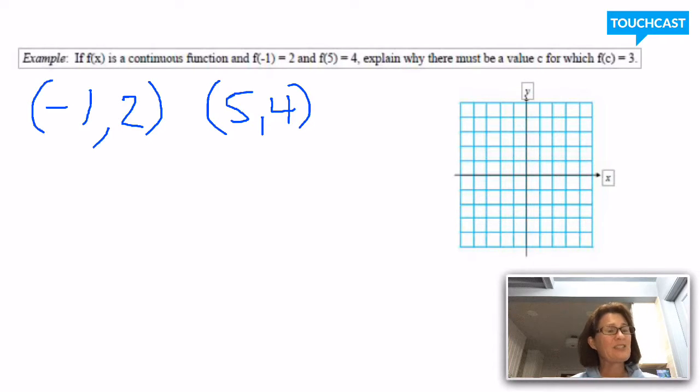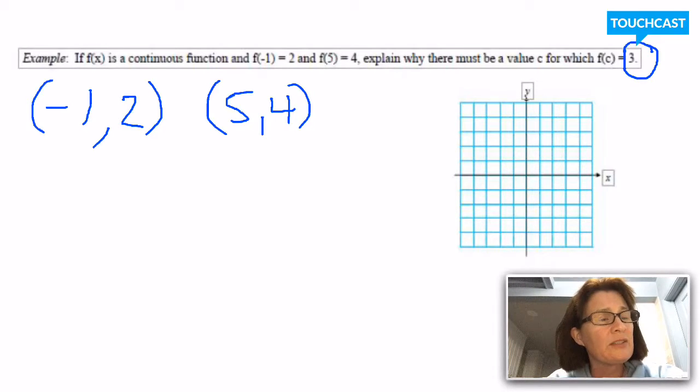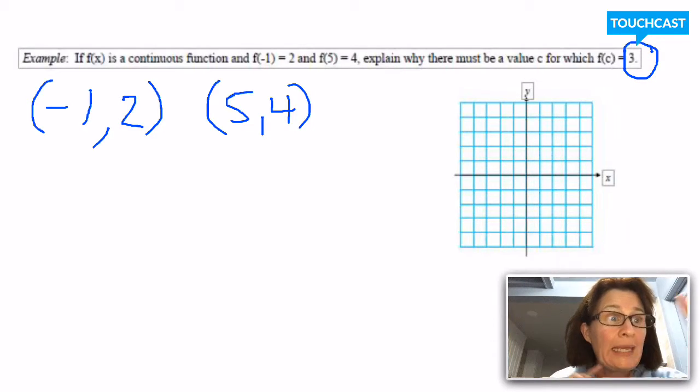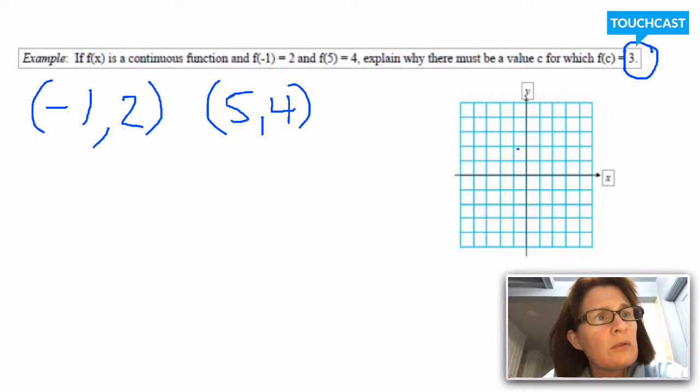So my recommendation, especially as you're getting started with the intermediate value theorem, is that you try to make a graph to help you. So in order for the intermediate value theorem to work, you have to know at least 2 y values on your function. And it has to be the case that the y value you're interested in, notice 3 is a y value, has to come in between the 2 y values that you know. So check this out. I know -1, comma 2.